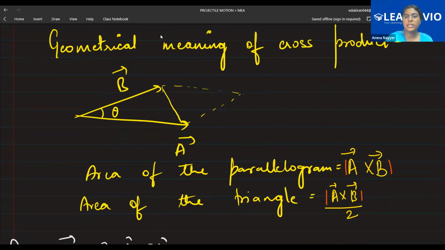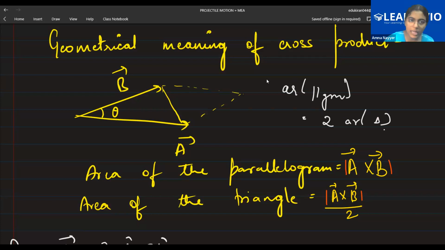All right, you just have to remember that the area of the parallelogram is equal to double the area of the triangle. Fine. That's how you have to apply it.